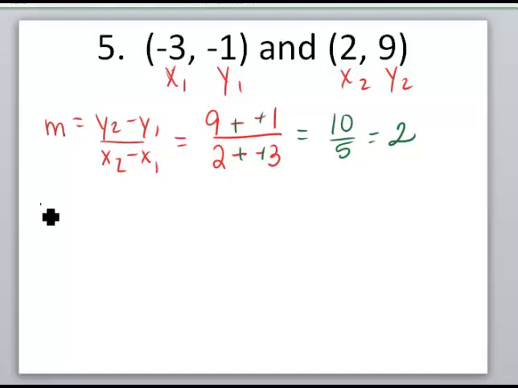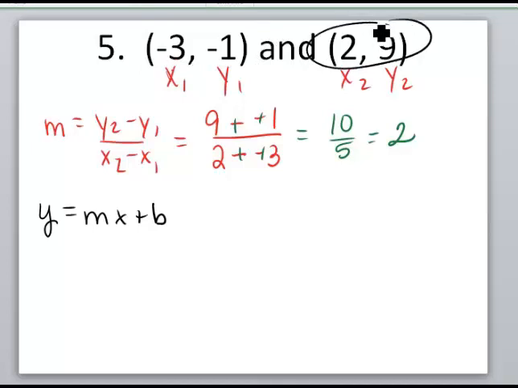Write down my equation of a line, y equals mx plus b. So I end up getting, well, I'll go ahead and use this one. I honestly wouldn't use this one. I'm not going to use this one. I would stick with your positive numbers. It will make less errors that way.